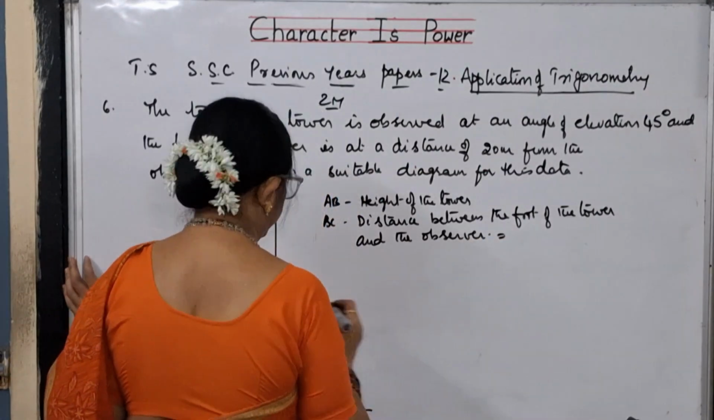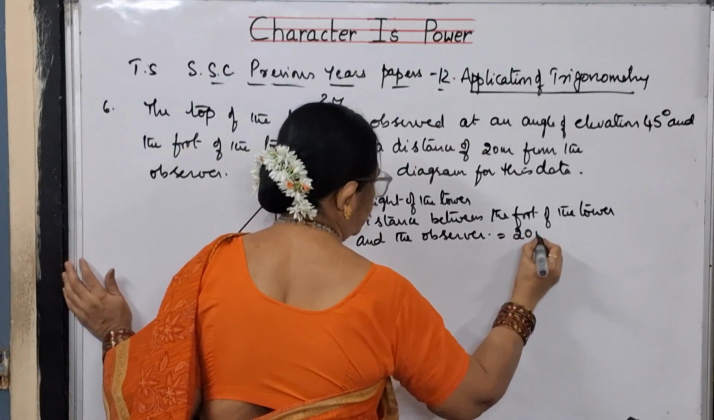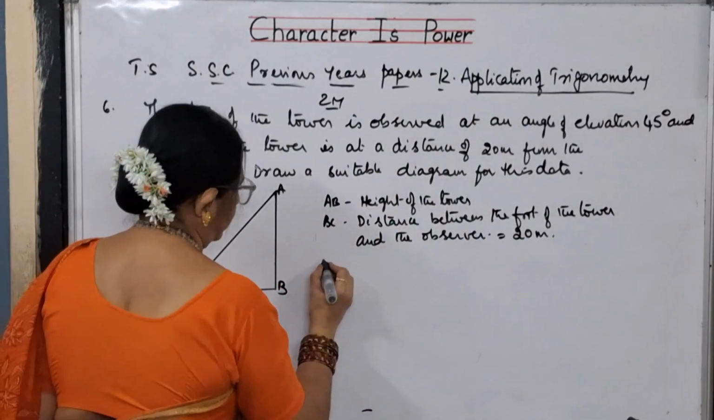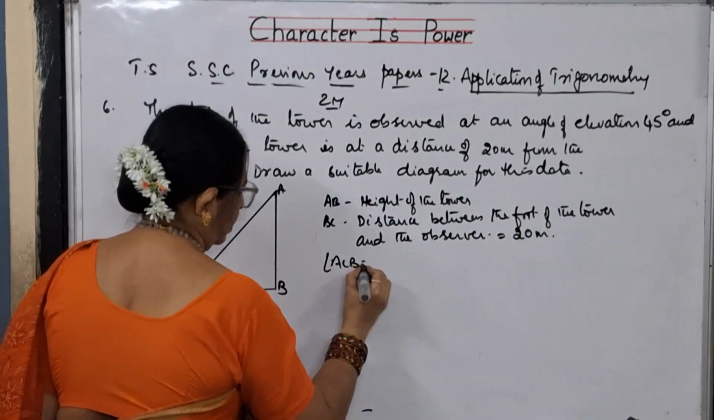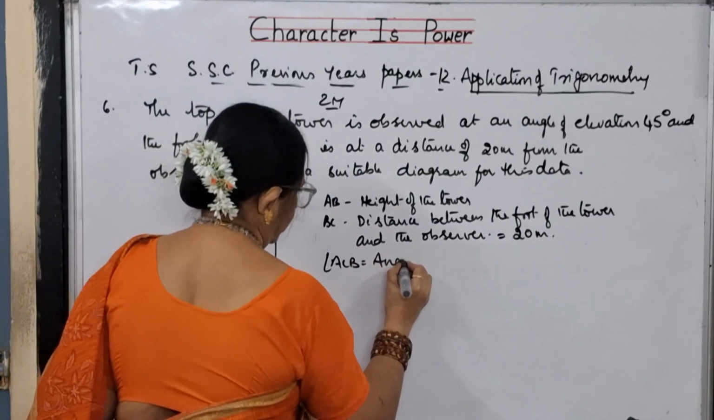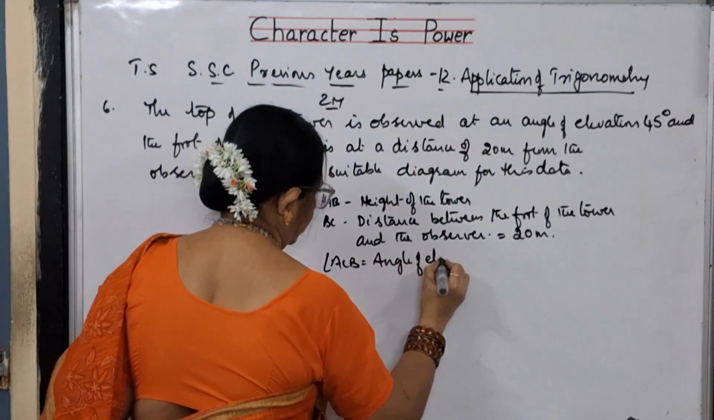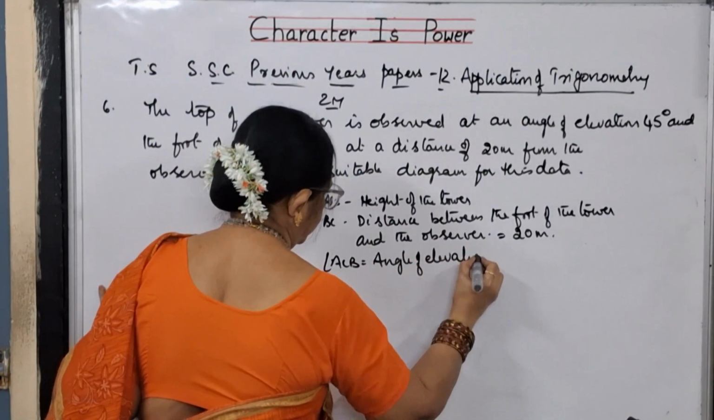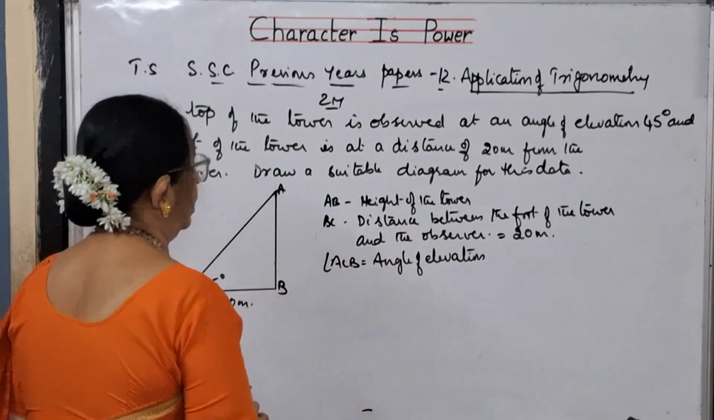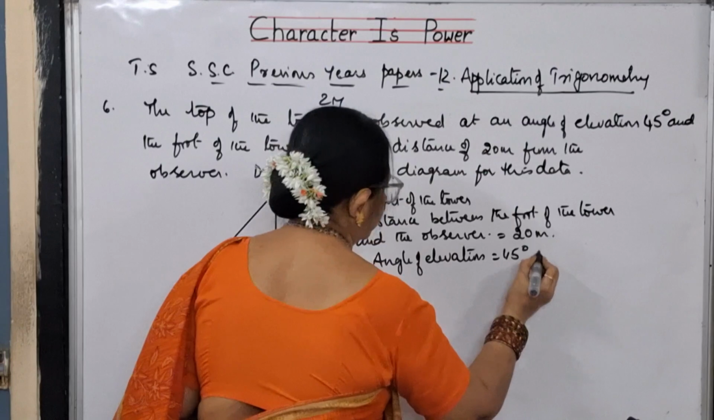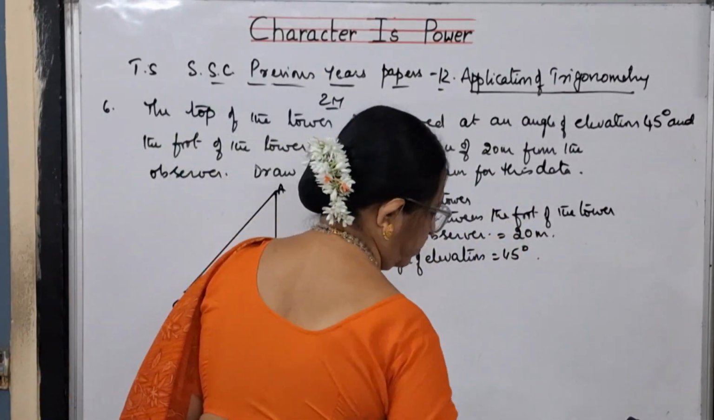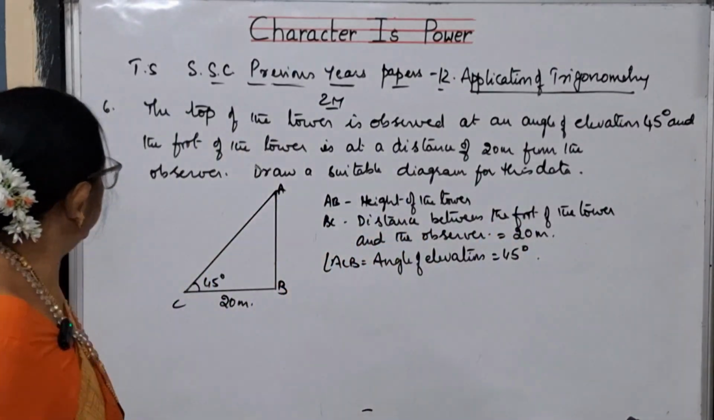This is equal to how much they have given? 20 meters. And angle ACB is the angle of elevation, which is nothing but 45 degrees. This is the one, children. Please copy it.